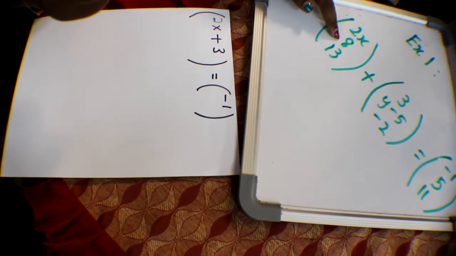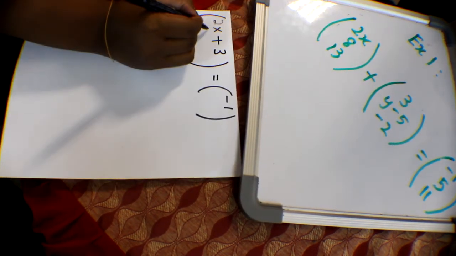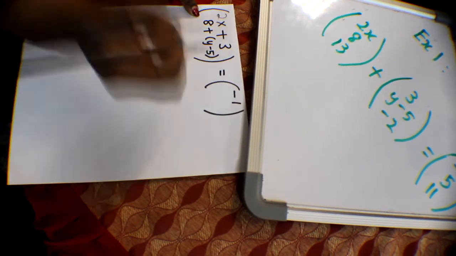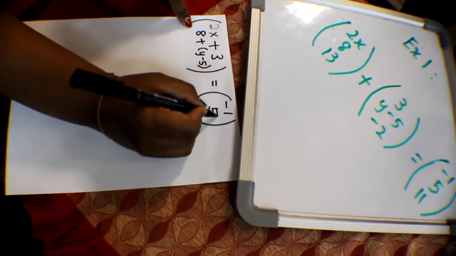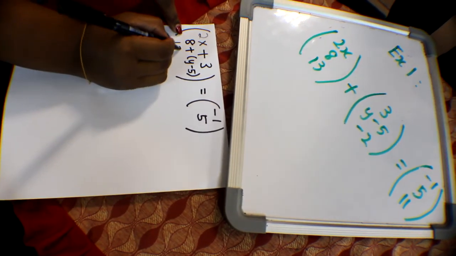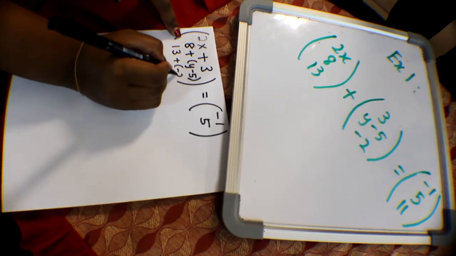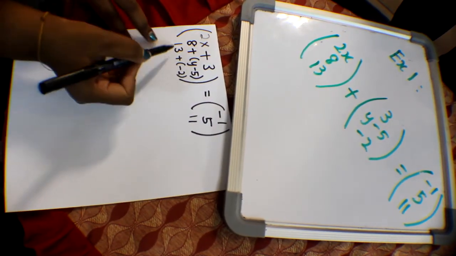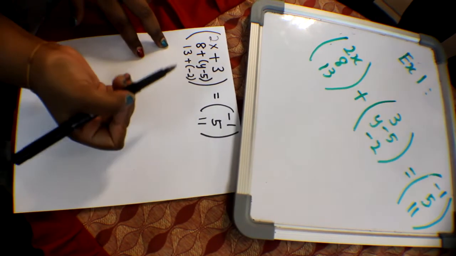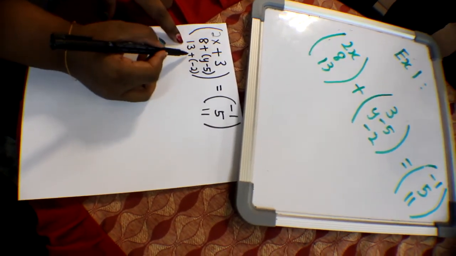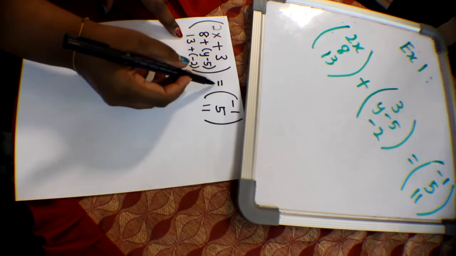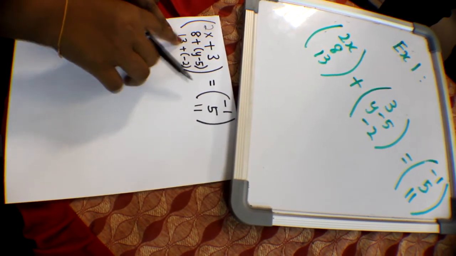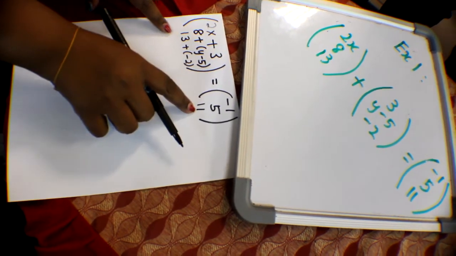I do the same with the next row. 8 plus y minus 5, and that should be equal to 5. And the last, 13 plus negative 2, that should be equal to 11. Always the one which has got the numericals will be your checking point. So if 13 added with negative 2, we obtain the same answer as given, 11, then we know this matrix is actually an equal matrix to this.